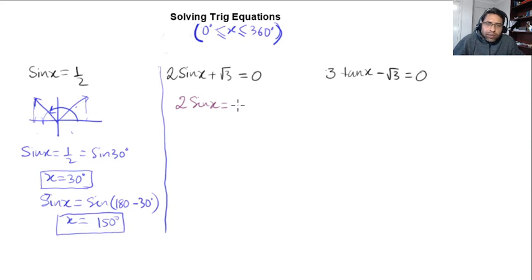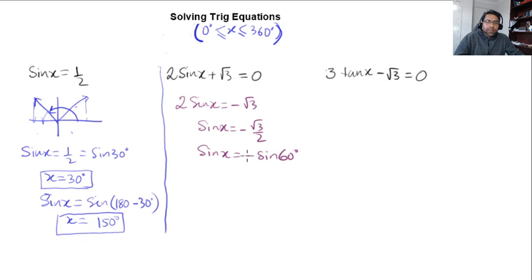equal to minus square root of 3, and then sine x equal to minus square root of 3 over 2. Then I can write, okay, sine x equal to minus sine of, what is square root of 3 over 2? If you remember, 0, 1, 2, 3, 4, so it's 60 degrees. So sine 60 degrees, if you put it in a calculator, you will see that it is square root of 3 over 2.